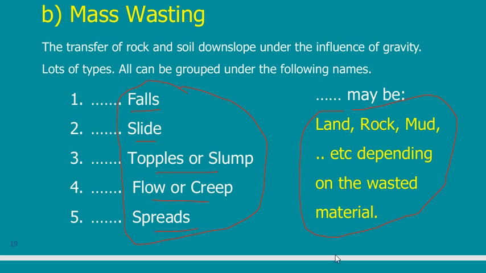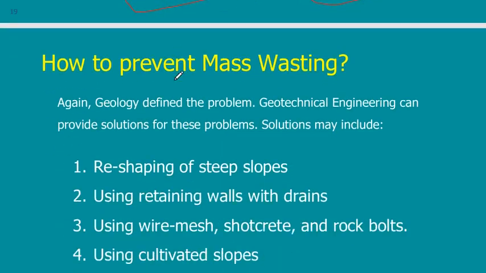So this can happen to anything, to land, to rock, to mud, so that you won't be confused when you hear something called rock fall and sometimes rock slide or rock topples. All of these are rock, but what is important is the description of what happens to this material. This is what we call mass wasting.